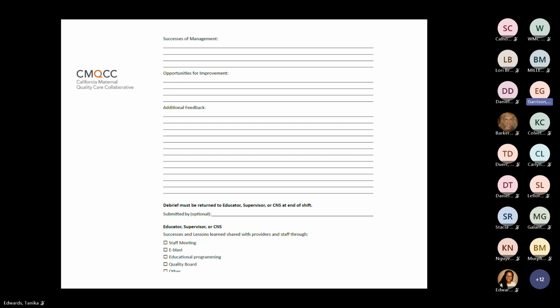And this is your general discussions portion of that debrief, like what went well, what are the opportunities for improvement, and what additional feedback does the team have for leadership, so that all of the information can be considered when you have that formal multidisciplinary review. Next slide.